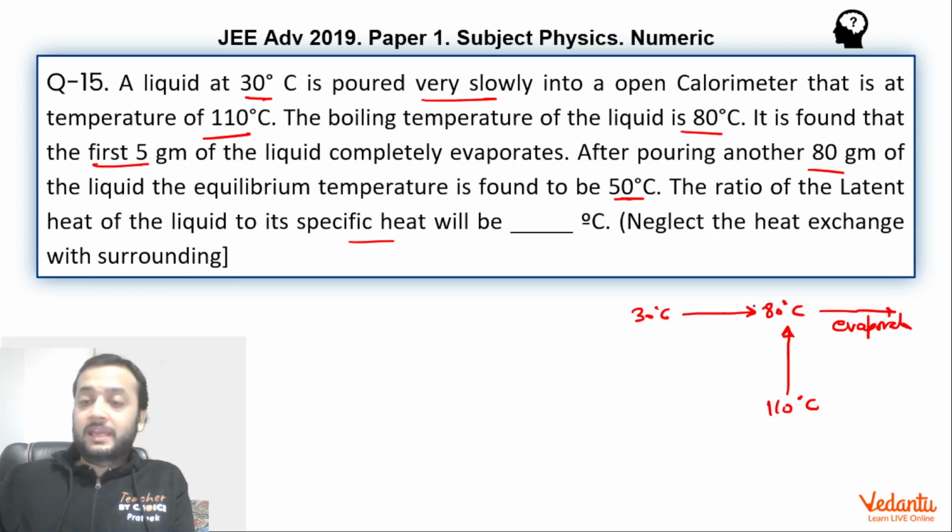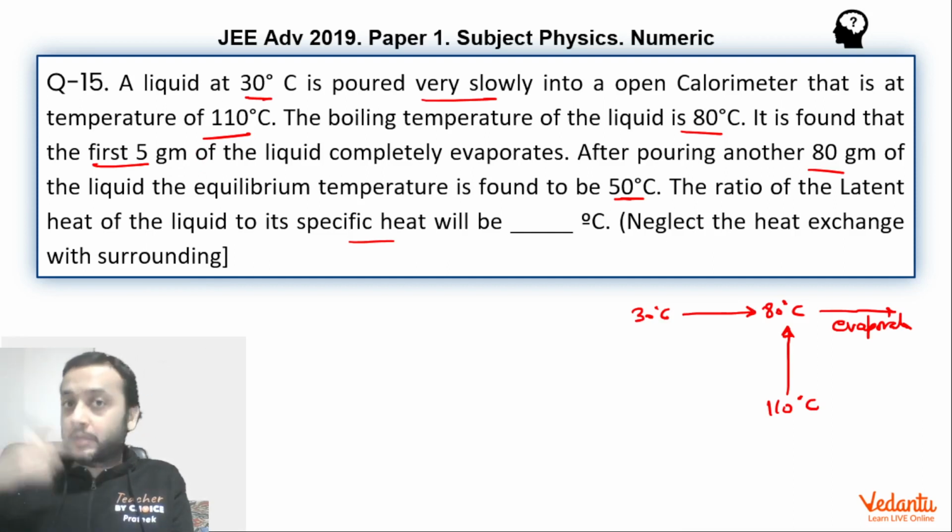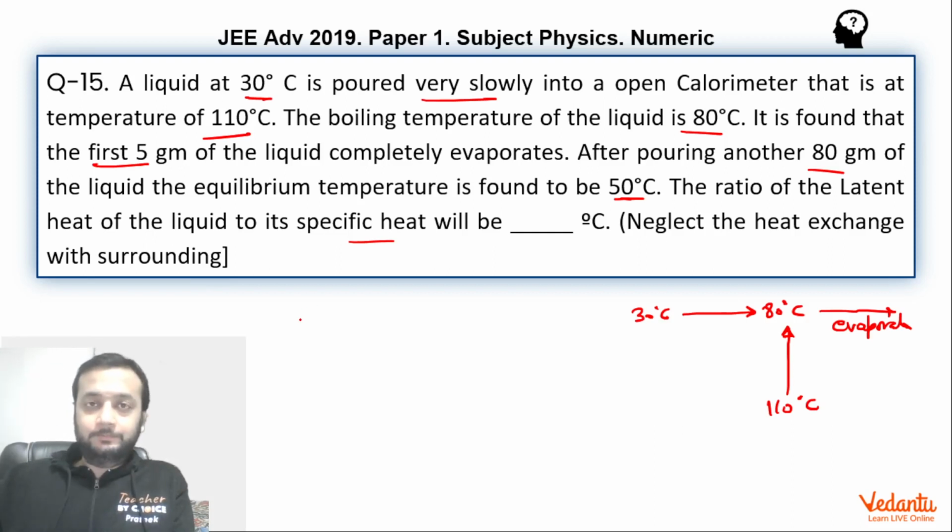That means after pouring 5 grams, the calorimeter would have acquired 80 degrees Celsius. And after that, it will go below 80 degrees Celsius so that the liquid is not able to reach 80 degrees Celsius and there is no evaporation happening. So for the first 5 grams, we can say this comes to 80 degrees Celsius.